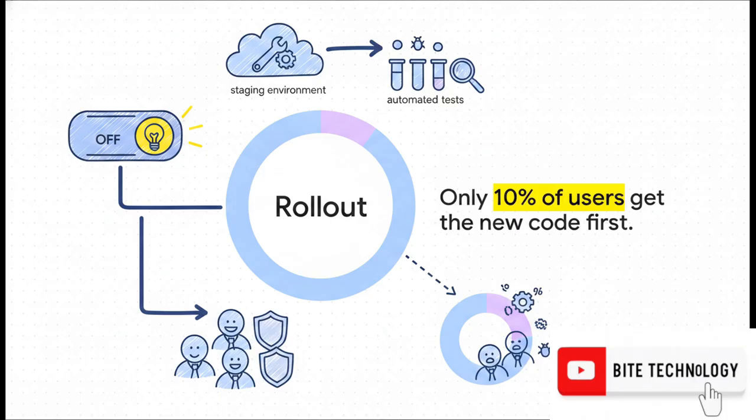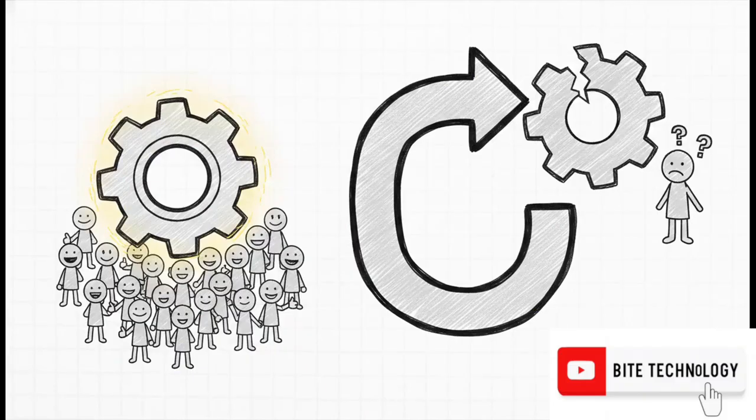Instead of a global flip of the switch, the new version is routed to just a small subset, say maybe 10% of users, as a canary deployment. The remaining 90%, they just stay on the stable older build. Because honestly, no matter how robust your staging and your automated tests are, real-world traffic is always going to introduce unpredictable edge cases. This phased exposure acts like a built-in safety valve.